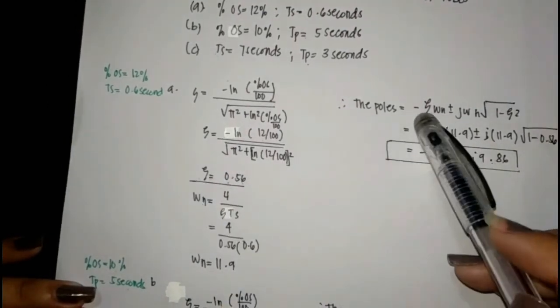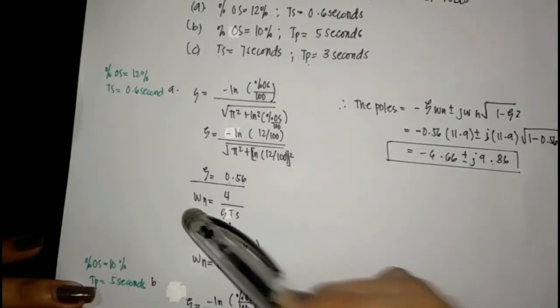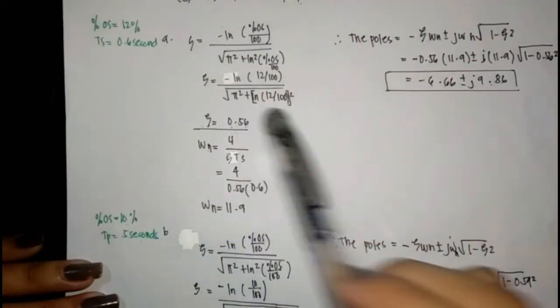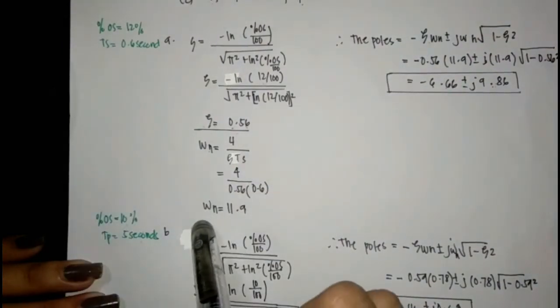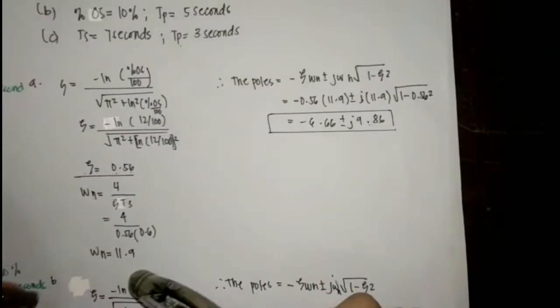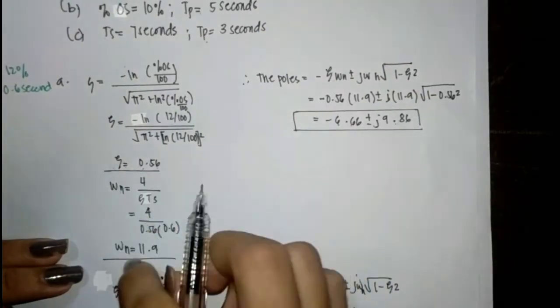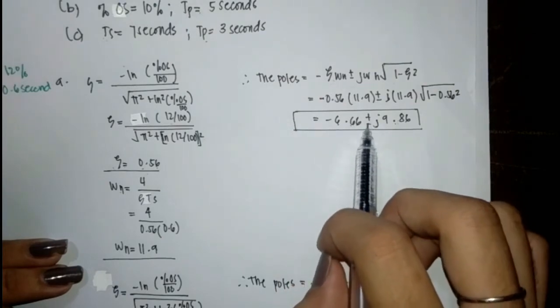So we already found the damping ratio, now we'll find the natural frequency, which is the formula 4 over damping ratio times settling time. We have 4, we already found the damping ratio, so 0.56 times the settling time 0.6, then we'll have the natural frequency of 11.9. To find the poles, we need to plug in this damping ratio and natural frequency, so we'll find the poles: negative 6.66 plus negative j 9.86.